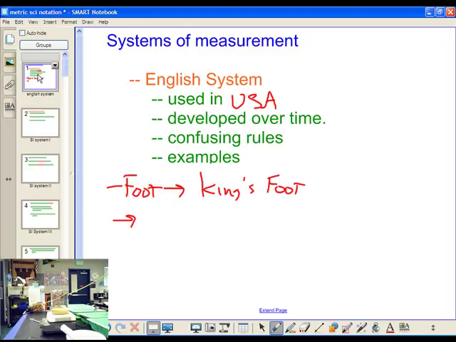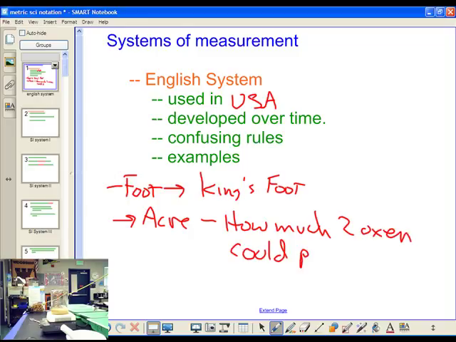Also things like an acre. You see signs around, 53 acres ready for development. What is an acre? Well, an acre is just a measure of land, but originally an acre was how much land two oxen could plow in 12 hours. That's what an acre was.